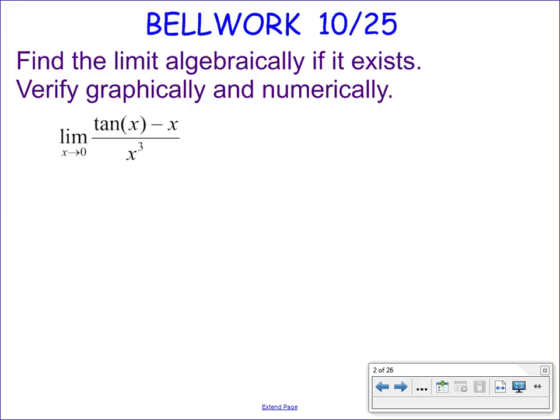Firstly, we always want to begin with direct substitution to see what we're working with. As x goes to 0, I know that tangent goes to 0, 0 minus 0, all over 0. By golly, I generate an indeterminate form. However, is it an indeterminate form that authorizes the use of L'Hopital's rule? Brendan?